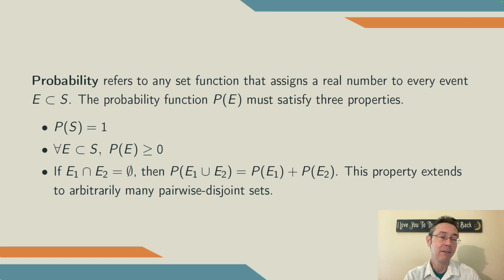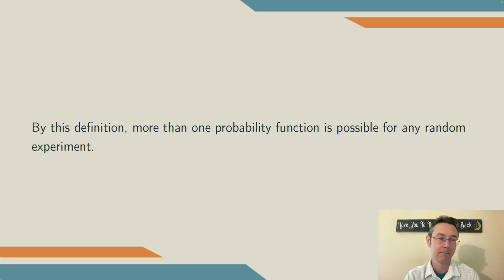Secondly, for any event in the sample space, the probability of the event is at least 0, so probabilities are never negative. Finally, if you have two events that don't overlap, they're disjoint, they don't have any outcomes in common, then the probability of one or the other is the sum of the individual probabilities. And that's a property that extends to arbitrarily many pairwise disjoint sets. So if we have E1, E2, and E3, maybe even also E4, same thing.